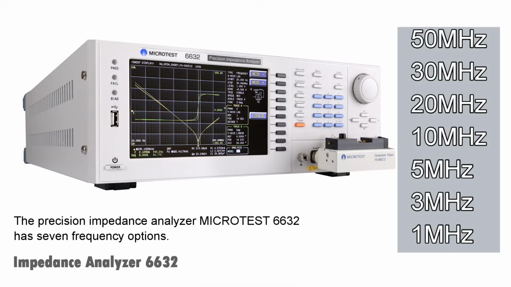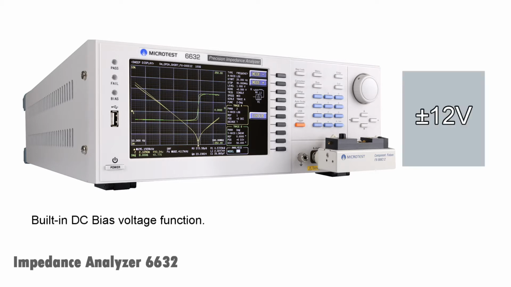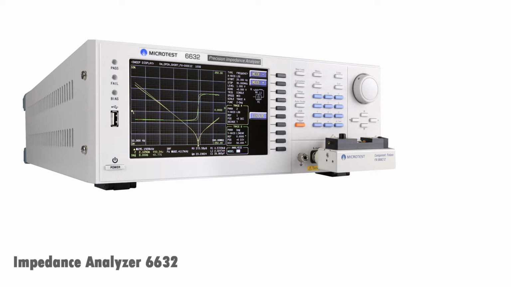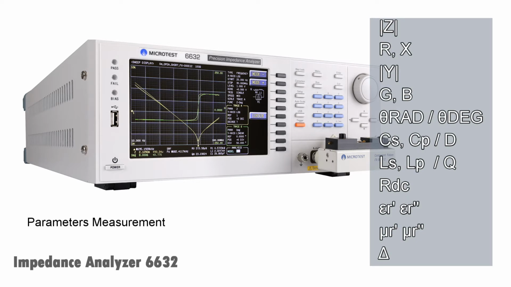The Precision Impedance Analyzer MICROTEST 6632 has 7 frequency options. Built-in DC bias voltage function. Parameters measurement.